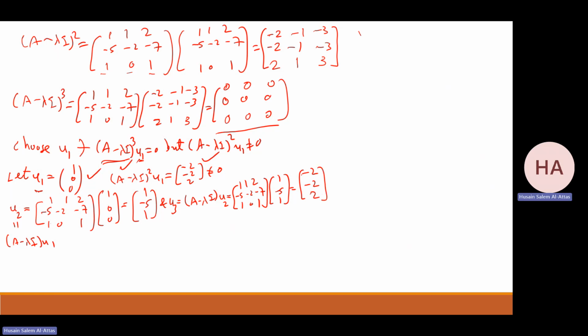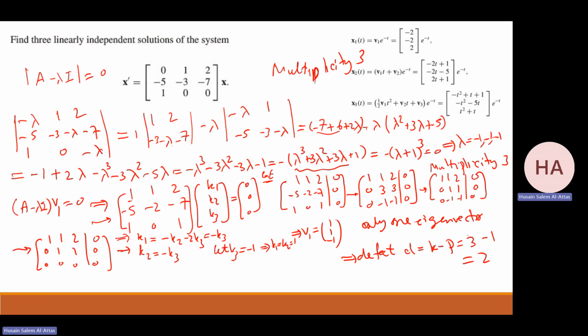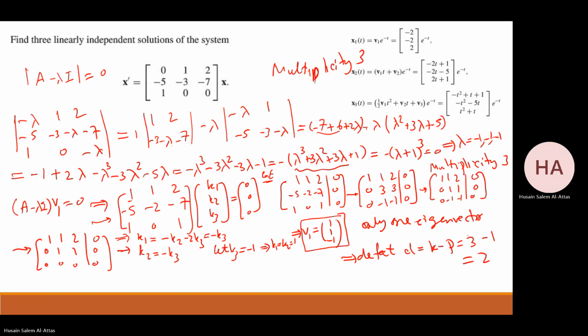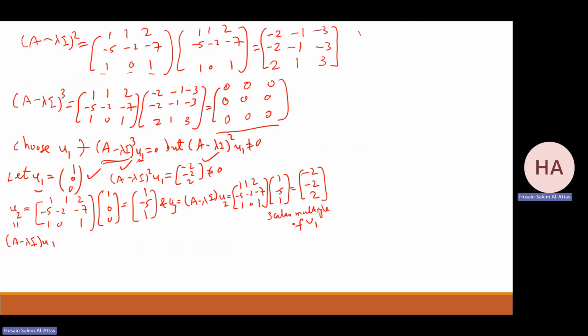If you notice, this one, U3, this is the most important. Just a checkpoint for you. This U3 is a scalar multiple of V1. You notice? So this is like an eigenvector for the system. Now the solutions.